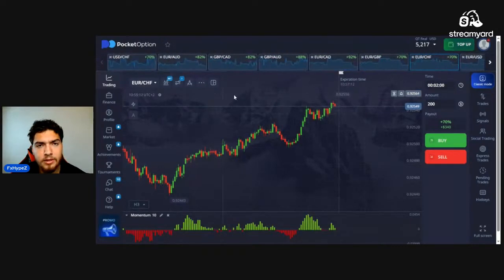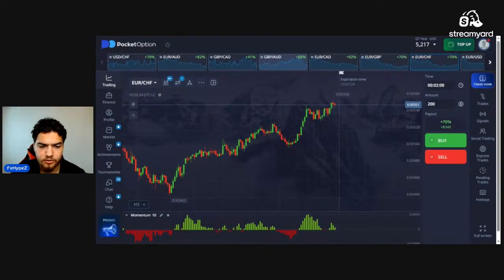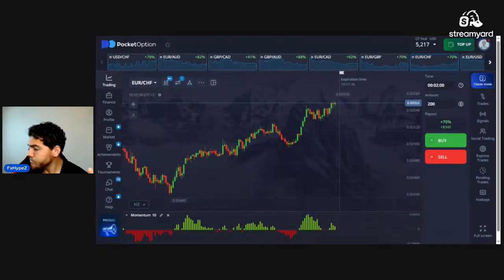Okay, we have the GBP, Euro, and CHF pairs. These are the most active pairs during London session, and I highly recommend that you guys stick to these pairs when trading in London session. So these are the pairs we're going to be focusing on, and let's get into some trades. We're going to see what sort of setups we can find.